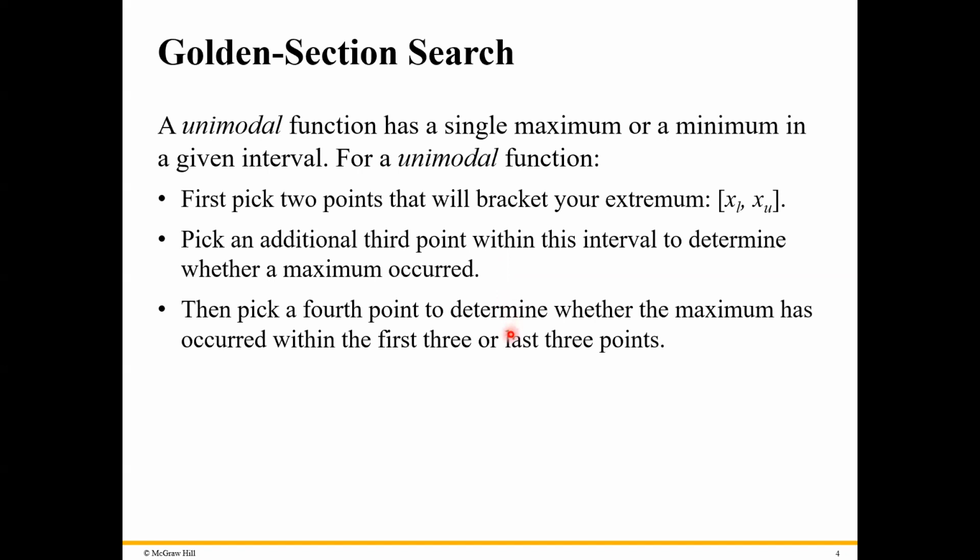Then we will pick a fourth point. Not only the third point, we will also pick a fourth point within this interval xl and xu, to determine whether the maximum occurred in the first three points or the last 3 points. Because now we have 4 points: initially xl and xu are the 2 points, and then we pick 2 more points. So there will be first 3 points and last 3 points. For example, if the points are 1, 2, 3, 4, the first 3 points are 1, 2, and 3, and the last 3 points are 2, 3, and 4. So the maximum can occur either in the first 3 points or in the last 3 points.